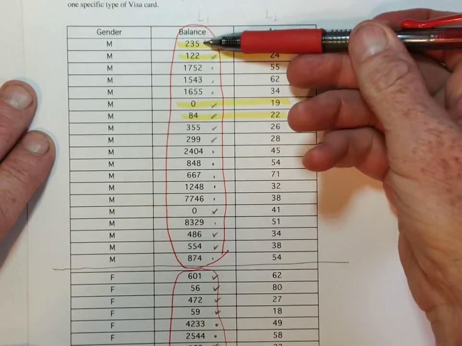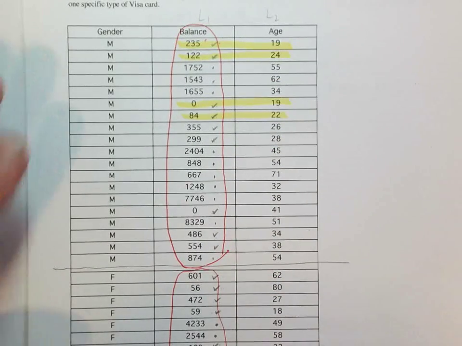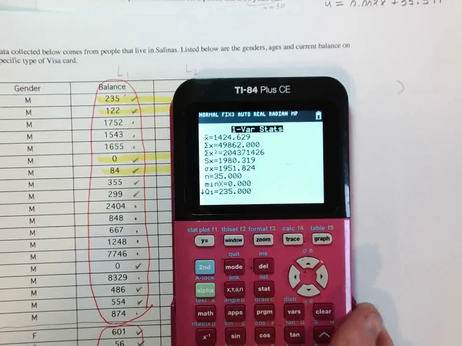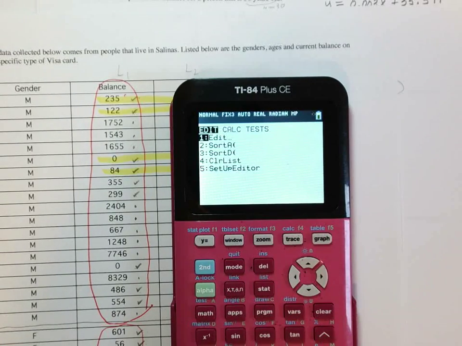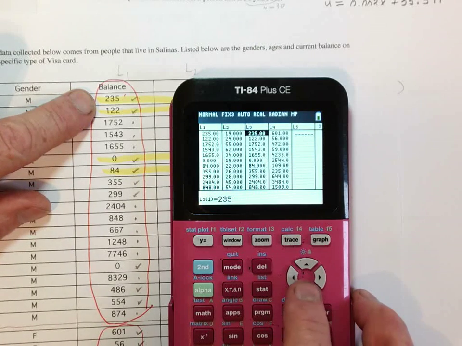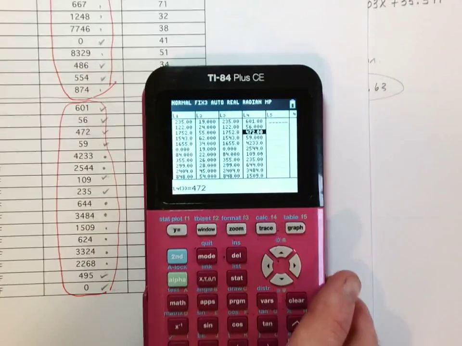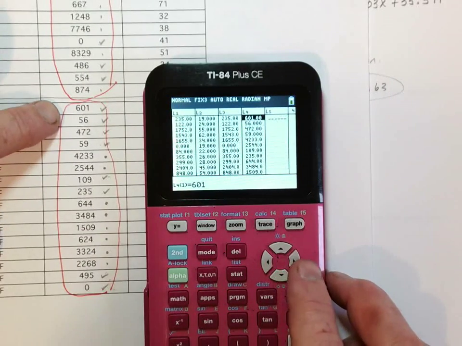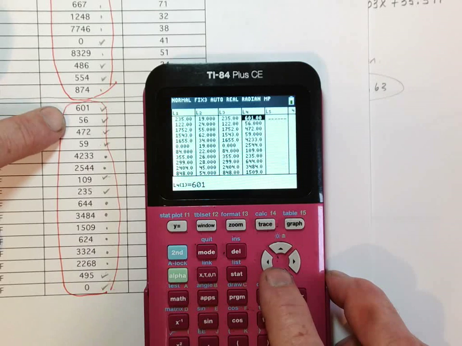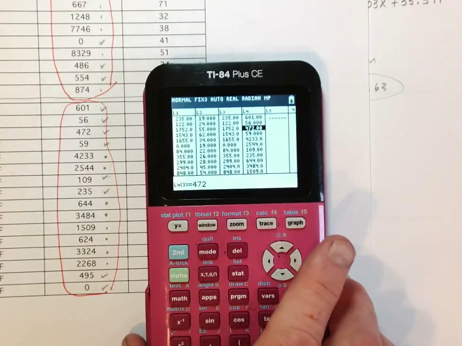So I need to put the men's Visa balances in one list, the women's Visa balances in a second list. And again, so that you don't have to watch me type numbers into a calculator, I already did that. So right here, there's the men. You can see it starts off with 235, 122, etc. And then for the women, I have that in list 4. So you can see the women start with 601 and then 56 and 452.